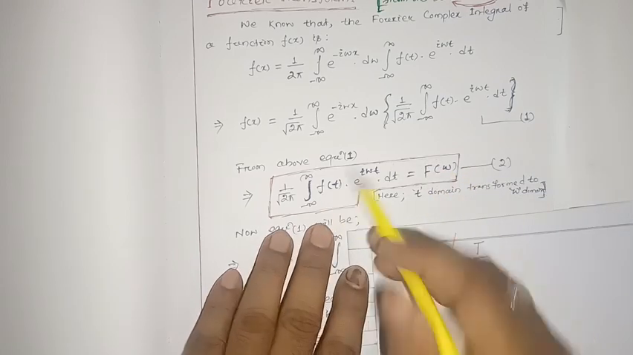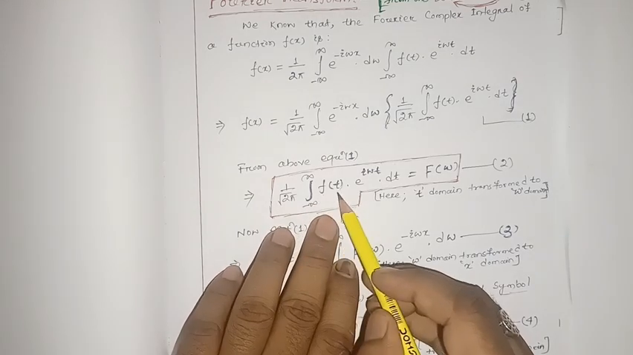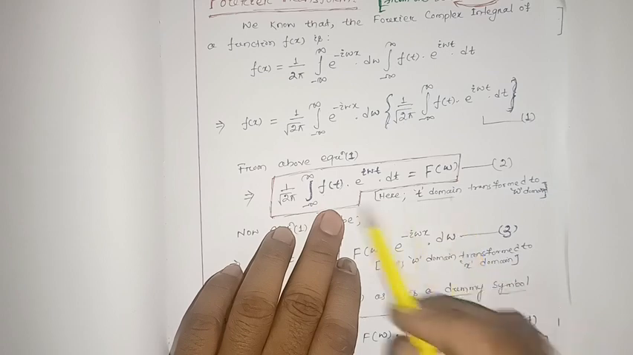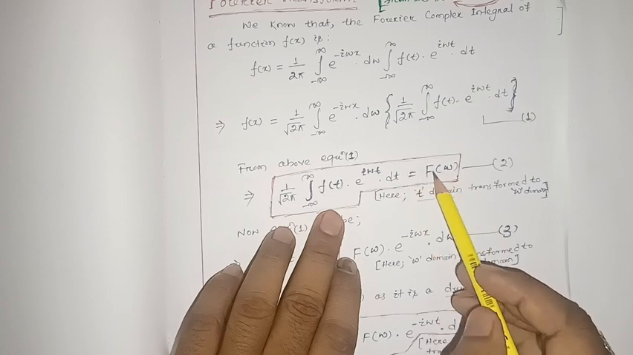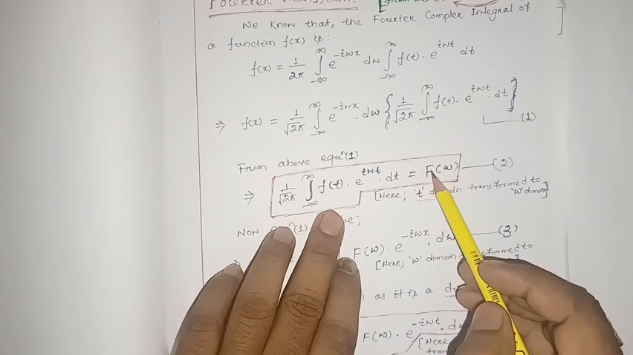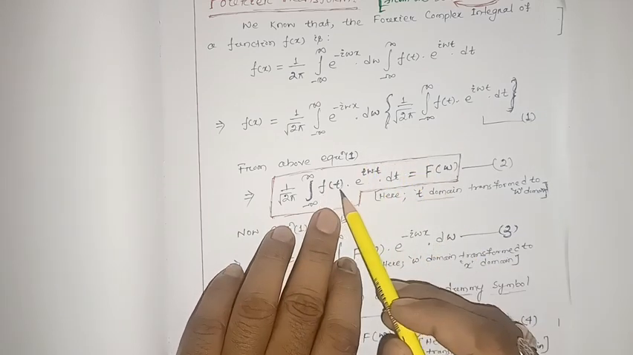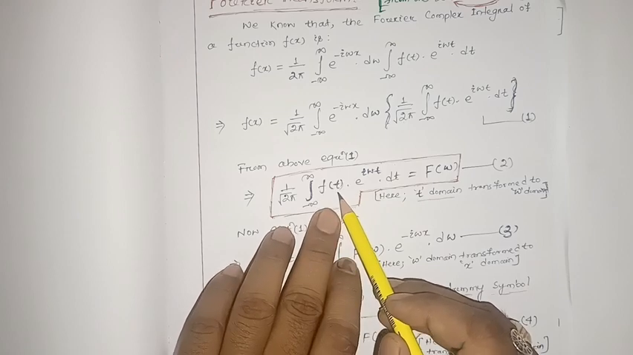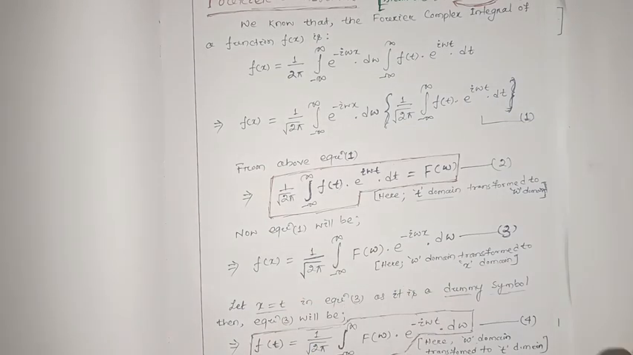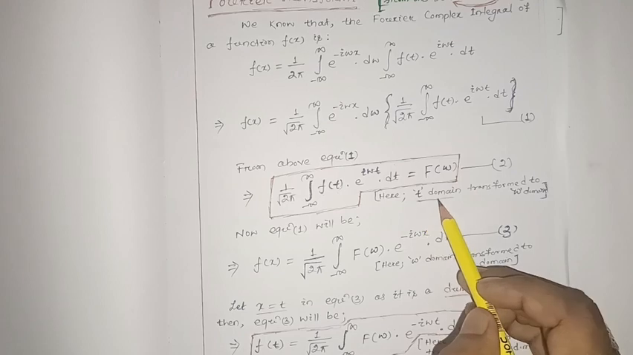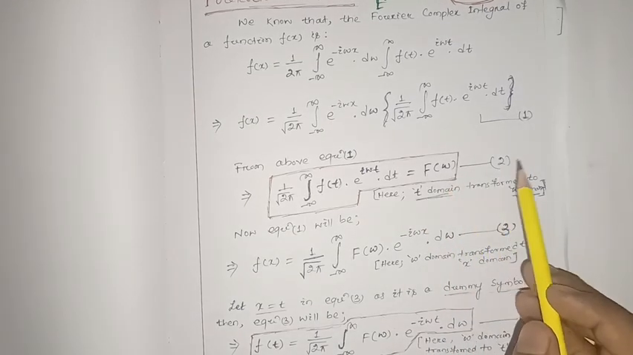So here small f, which is the function of t, or small f which is in the t domain, is transformed to the omega domain, and the resulting function is capital F. That means small f, which is in the t domain, is transformed to capital F, which is in the omega domain. So simply we can say it is a transformation from t domain to omega domain. Let this be equation number 2.